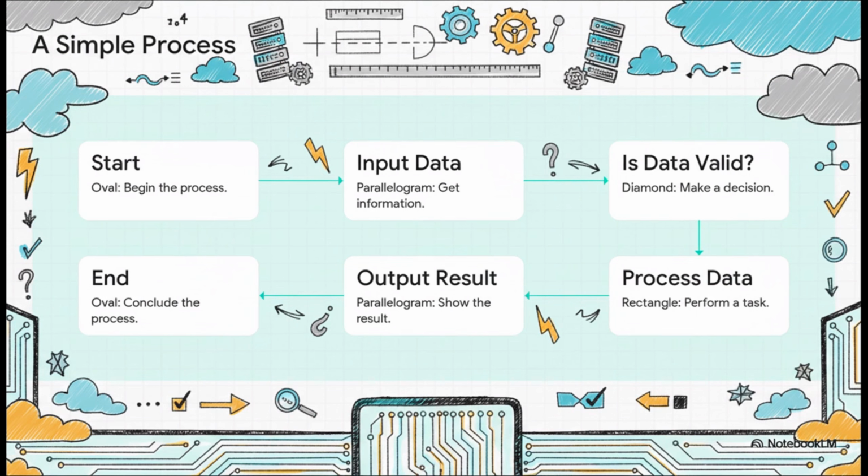You always kick things off with a start oval. Then maybe you need to get some data from the user. Next up, a critical decision diamond. Is that data any good? If yes, you follow one path to a rectangle to process it. If no, an arrow might loop you back to try again. Finally, you output the result and close it all out with an end oval. See? It's a complete logical story told with just a few shapes.